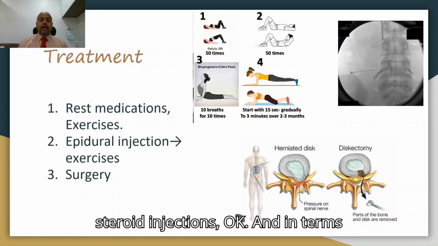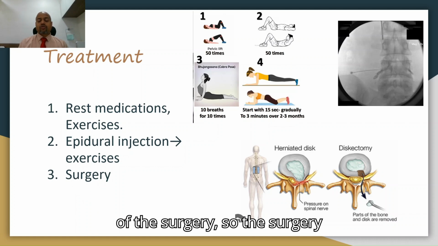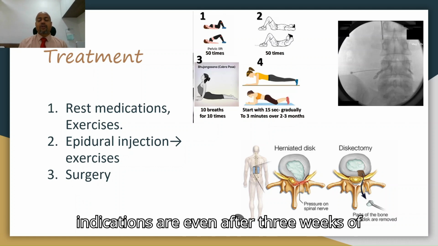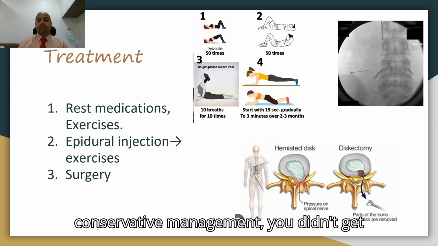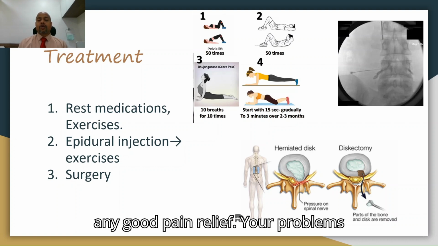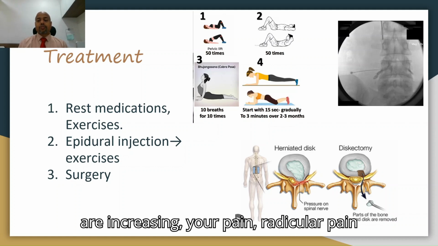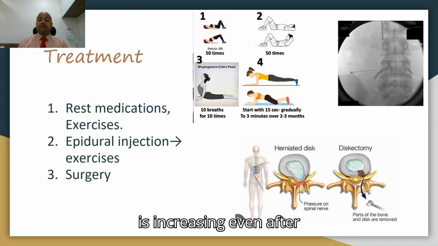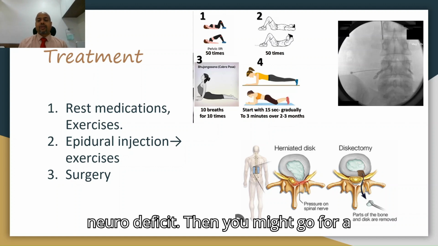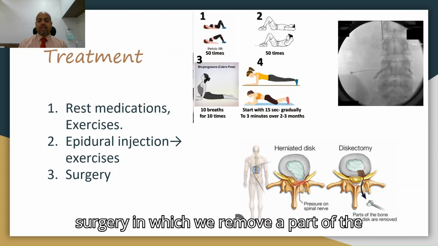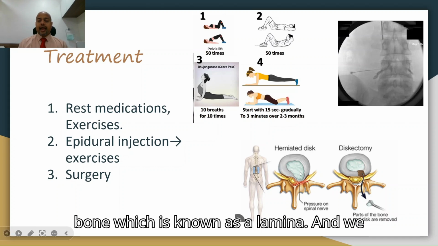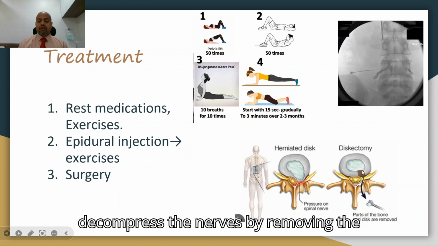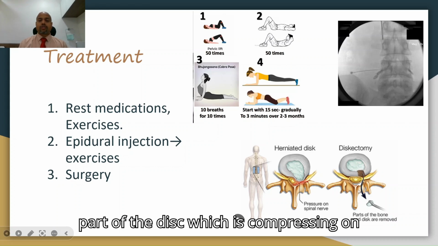injections. Okay, and in terms of the surgery, the surgery indications are, even after 3 weeks of conservative management, you didn't get any good pain relief, your problems are increasing, your radicular pain is increasing even after medications, and you have a neuro deficit, then you might go for a surgery in which we remove a part of the bone which is known as a lamina, and we decompress the nerves by removing the part of the disc which is compressing on the nerve.